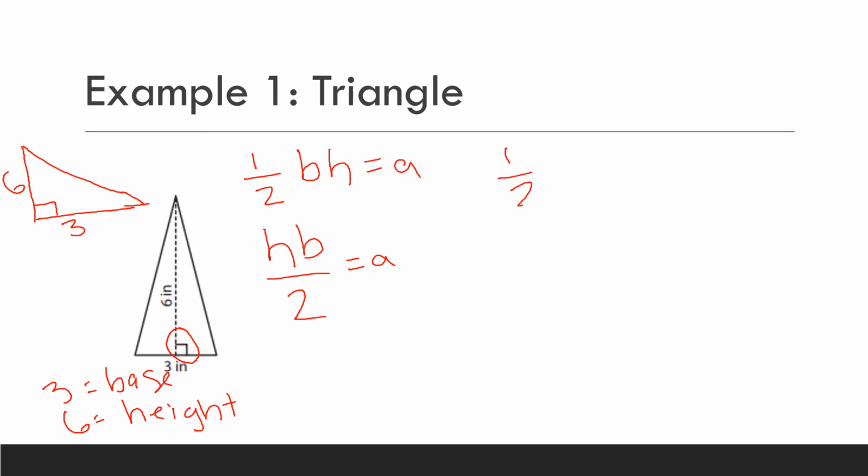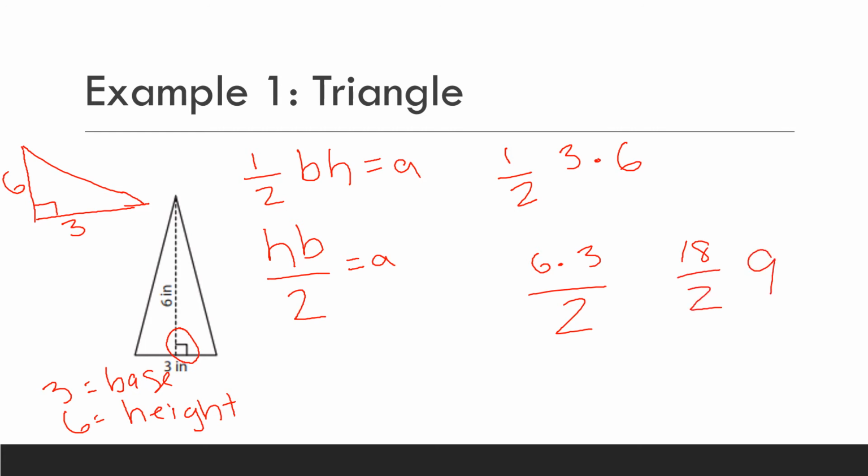So we're going to do half times the base, which is 3, times the height, which is 6. And then again, if you prefer the other way, we can do, again, 3 times 6 or 6 times 3. Either way, doesn't matter. And then we're going to divide by 2. So if we do this bottom way, 6 times 3 is 18. And then we're going to divide by 2, so I get 9.